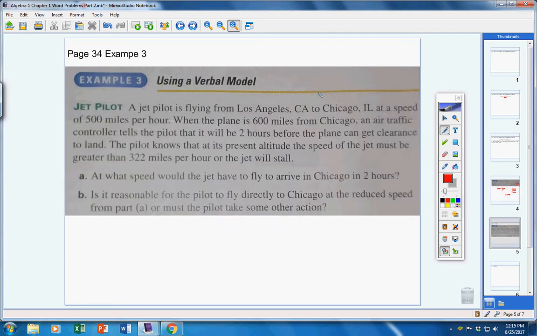Again, you're welcome to copy this problem in your notes if you want to. I just encourage you to write this in your notes, page 34, example 3. Alright. Now if I go too fast, just pause the video and listen to what I say again if you have to, okay? Here we go. A pilot is flying from Los Angeles to Chicago. He's traveling at a speed of 500 miles per hour. Okay? Got it? That's your speed. Your speed is 500 miles per hour.